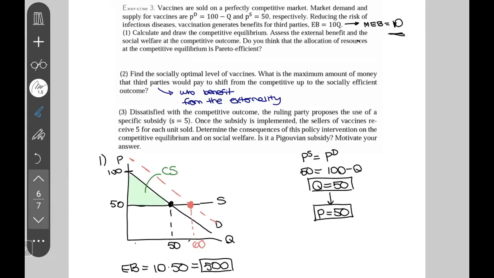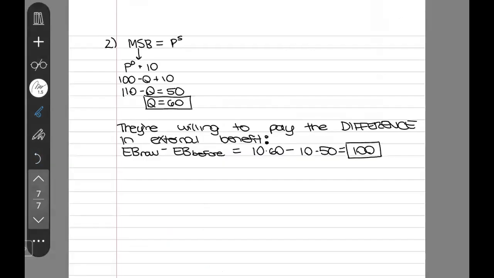So we can see right away that the government is only offering €5 rather than 10. So it's better than nothing. It's going to increase the quantity by a little bit, but it's not going to increase it all the way to 60, because to do that you would need a higher subsidy. So even without doing any calculations, we could say right away that a Pigovian subsidy is equal to the marginal external benefit at the socially efficient quantity, which we can call QEFF.